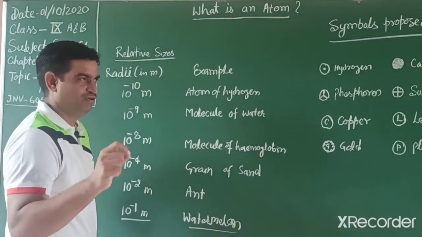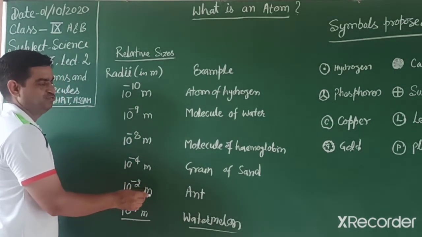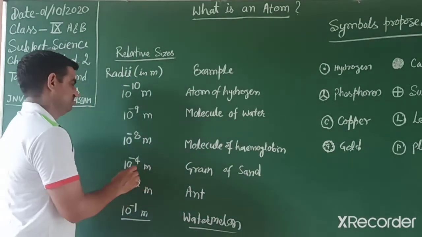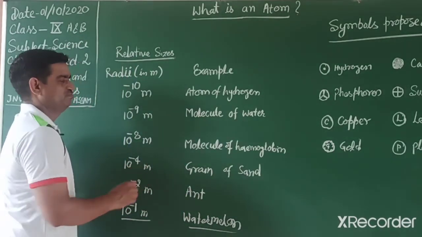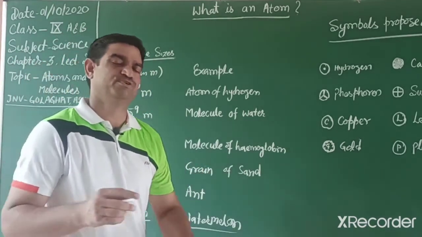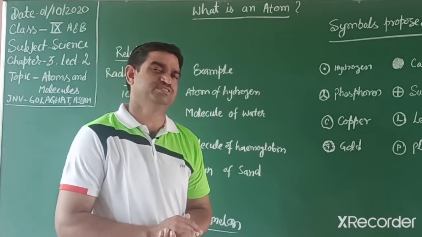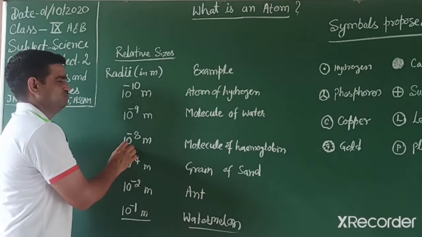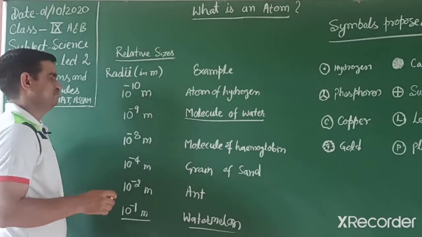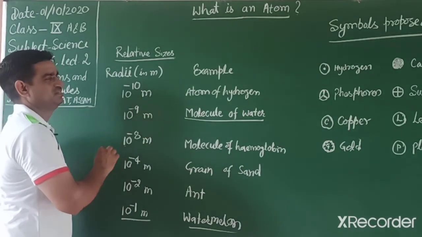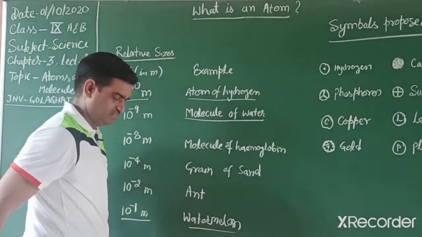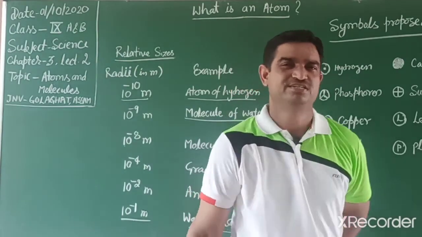The very small one, that radius is 10 to the power minus 2 meter. A grain of sand, a very small particle of sand, has a radius of 10 to the power minus 4 meter. Molecule of hemoglobin, students, you know hemoglobin, the protein in blood, has a radius of 10 to the power minus 8 meter. Molecule of water is 10 to the power minus 9 meter. And the atom of hydrogen has a radius of 10 to the power minus 10 meter in your NCERT book.